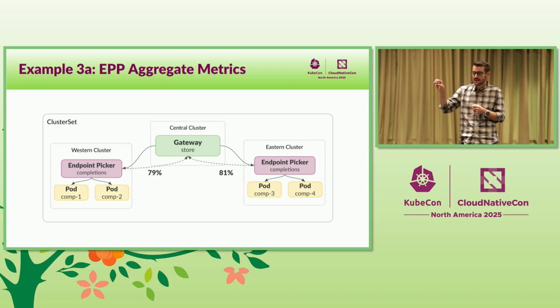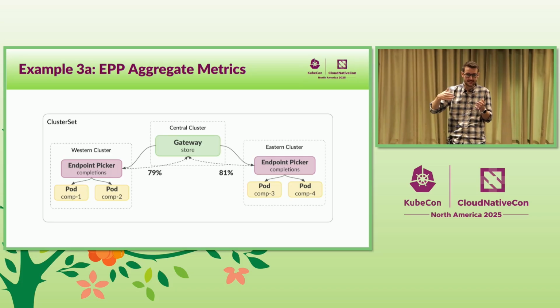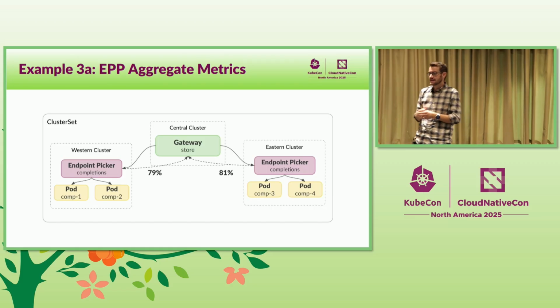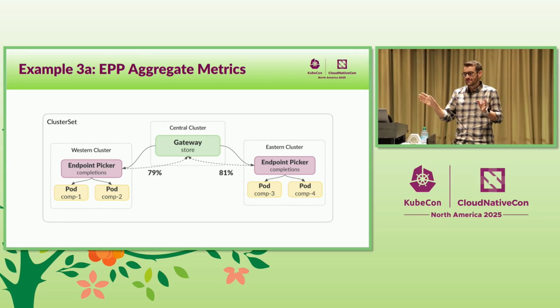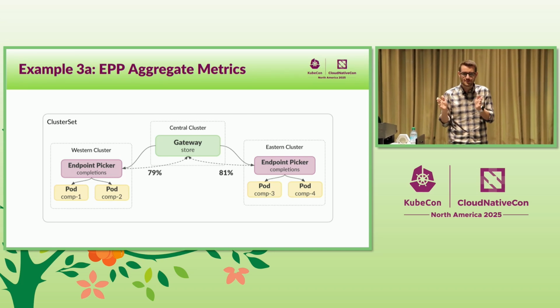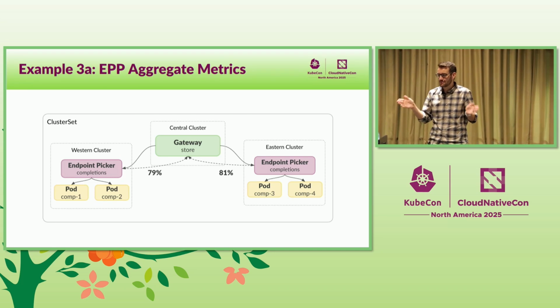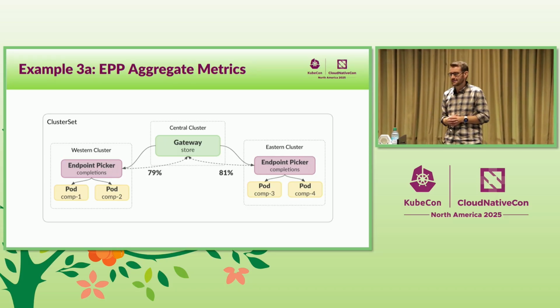And with those metrics, it actually aggregates them for us. So our gateways can just ask the endpoint picker for metrics, and get an aggregate view of what's happening inside that pool or inside that cluster. So in this case, and again, I've really simplified this, it's not just a straight percentage, but for the sake of this example, you can see the Western cluster has slightly lower utilization, so let's send traffic there.